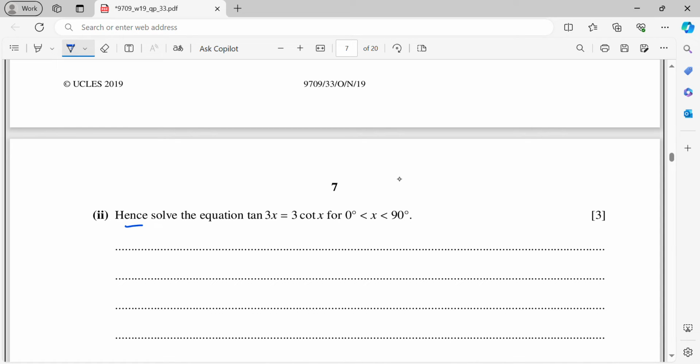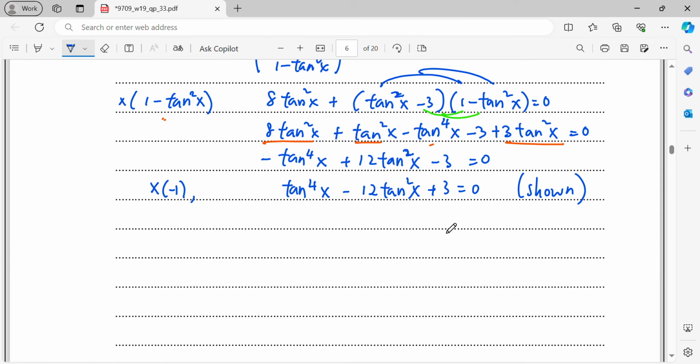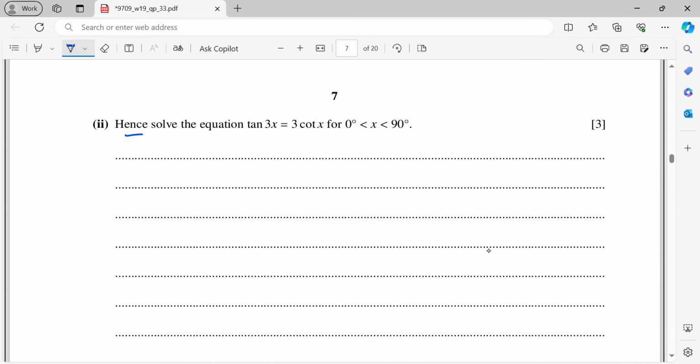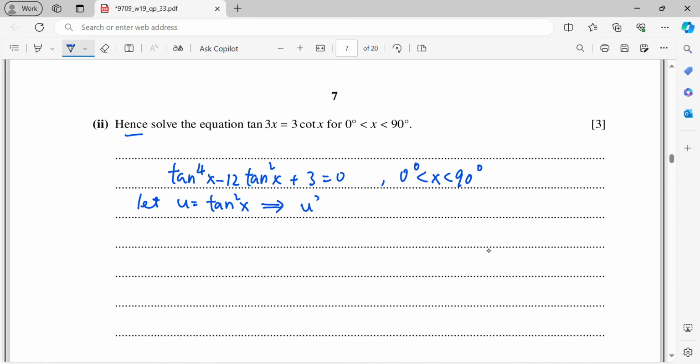Okay, part 2, hence solve the equation. So exactly the same equation, hence means use the previous answer, this quadratic equation. So I will rewrite tangent degree 4x minus 12 tangent square x plus 3 equals 0, and the x is in first quadrant. Now for this case, I will change to u, that is u equals tangent square x. Then my quadratic equation will be u squared minus 12u plus 3 equals 0.